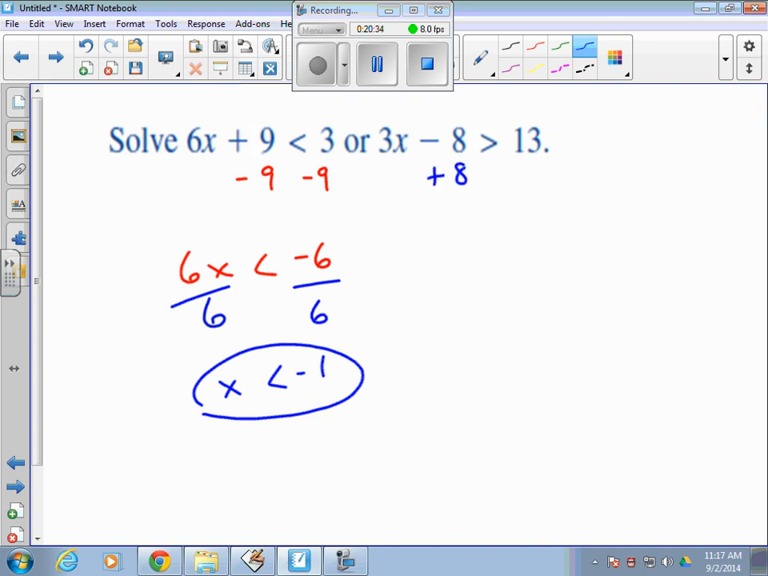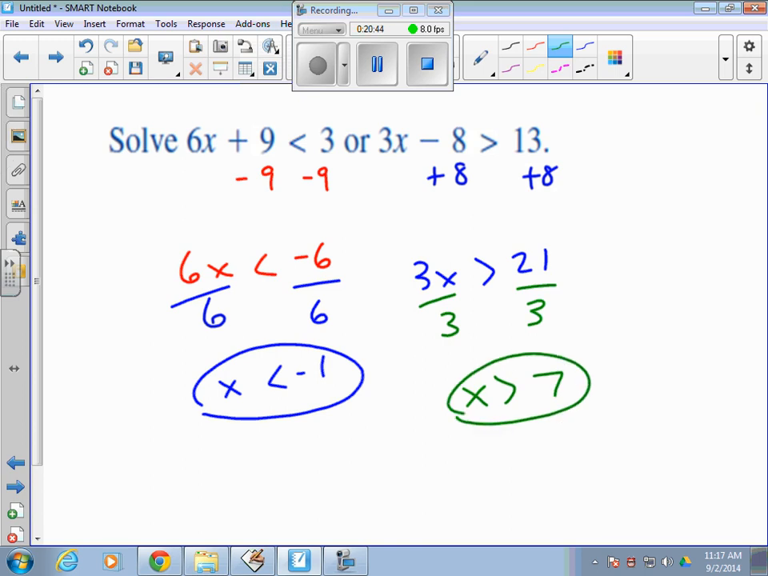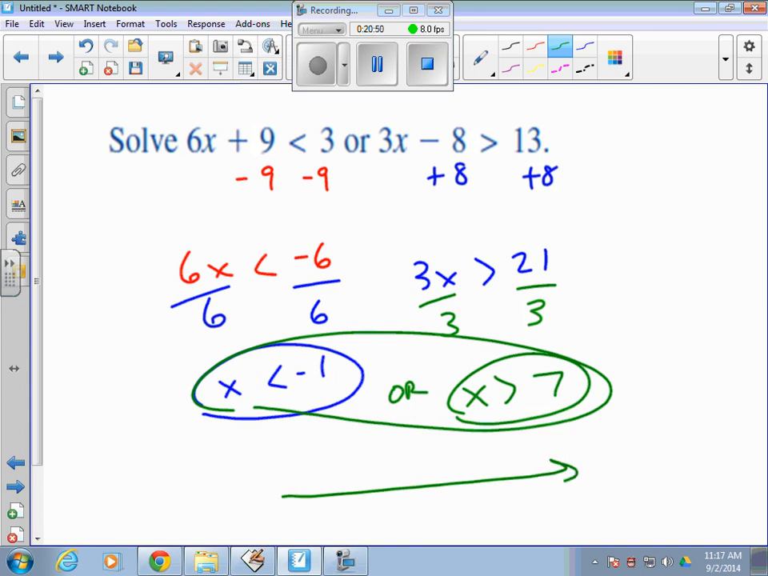Do the same here. Add 8. 13 plus 8 is 21. 3x is greater than 21. Divide by 3 on both sides. X is greater than 7. So x is less than negative 1, or you write them as one inequality, x is greater than 7. When you graph it on the number line, 0's there, 7's there, greater than 7, negative 1 is here, less than negative 1.